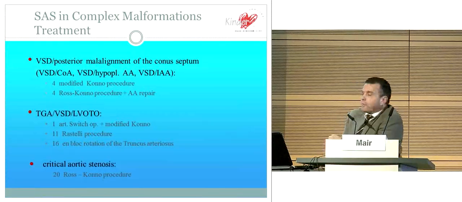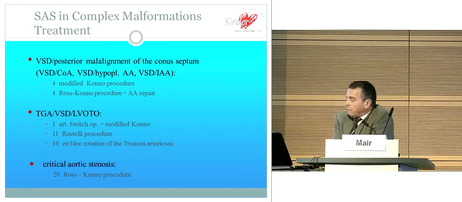So what did we do in the complex of VSD with posterior malalignment of the conus septum? In 4 patients, we did a modified Connor procedure. That means we cut the conus septum up to the aortic valve and so enlarged the ventricular septal defect to get a wide left ventricular outflow tract. In 4 other patients, the aortic valve annulus was so hypoplastic that we had to replace the aortic valve, and we did a Ross-Connor procedure plus aortic arch repair.